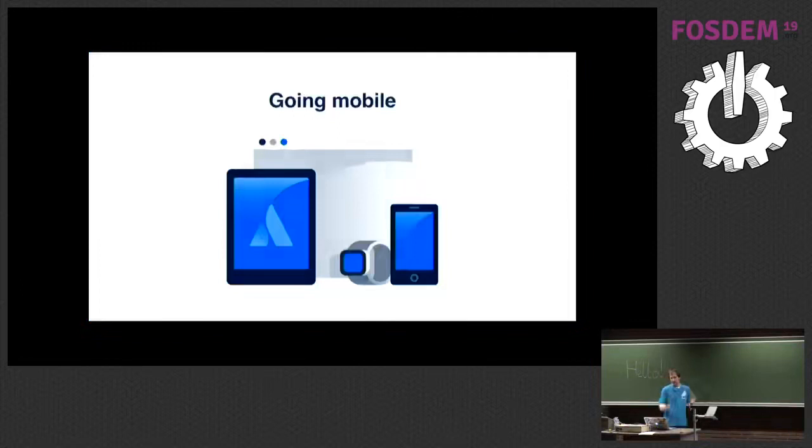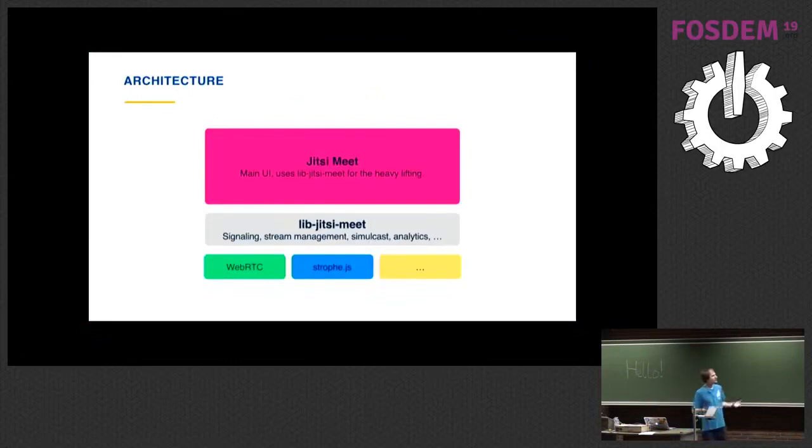So, as I said, what we wanted was to go mobile. Now, what did we have at hand? Our architecture is pretty much like this. We have Jitsi Meet, which is our web application where you see the user interface that you saw before. That block is around 40,000 lines of code. UIs are simple, right?